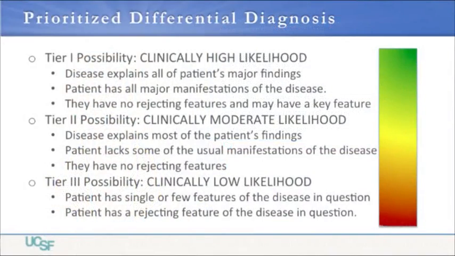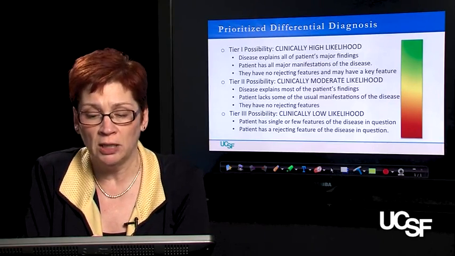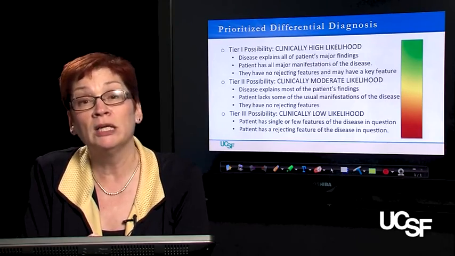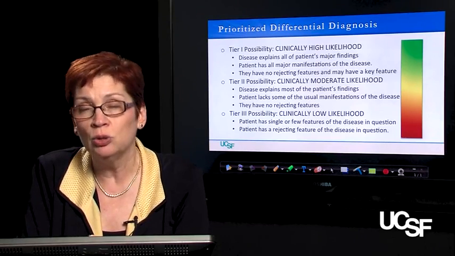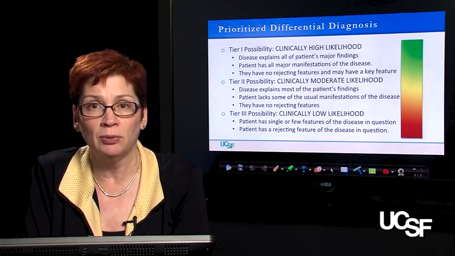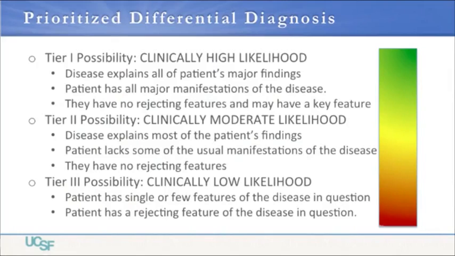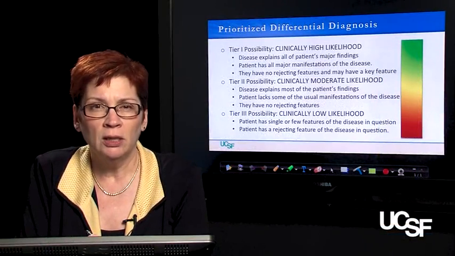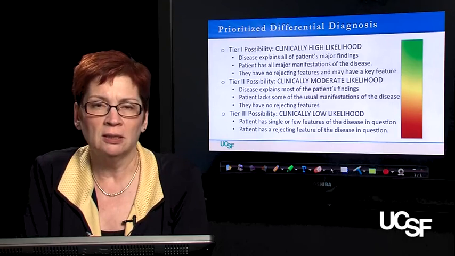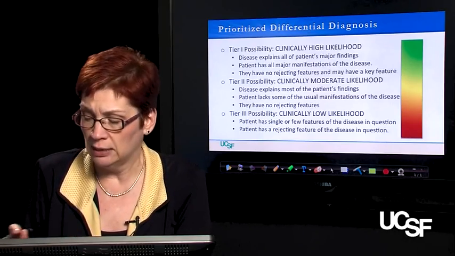A Tier 2 disease, clinically moderate or uncertain likelihood, is present if the disease we're considering as an explanation for the patient's symptoms explains most of the patient's findings, but not all of them, or if the patient lacks some of the usual manifestations of the disease that are typically present in our understanding of that disease. And Tier 3 possibility is clinically low likelihood. And that's the case if the disease we're considering really only explains one or two features of the patient's presentation, and if the patient only has a couple of features likely to be seen in that disease.